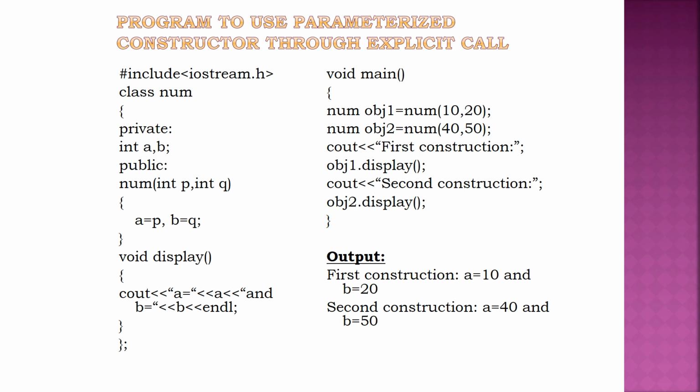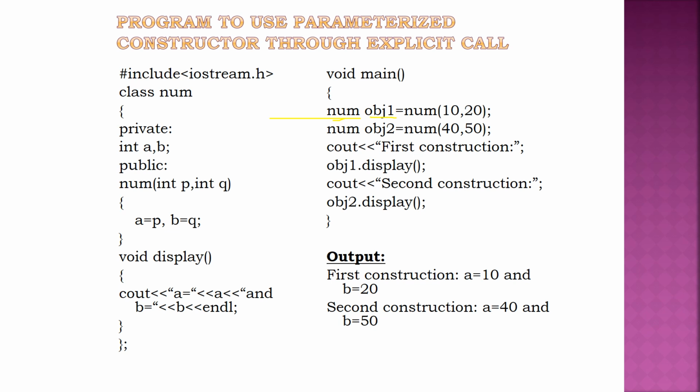As you know, when an object is created, it is a class name followed by the object. The same thing applies when you want to go for the explicit call. Here I'm first going to create an object using Num. Num is my class name, followed by an object. Here my object is object1. This is how we create a normal object.